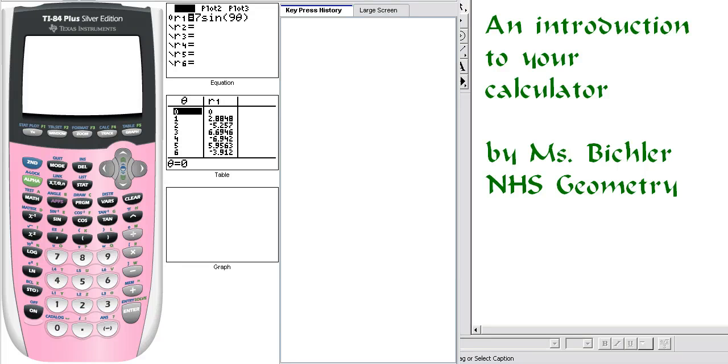Hi, I'm going to introduce some of the features of your calculator. Now that you're in high school, you are expected to be able to use this proficiently. If you don't know how, you'd better pay attention.